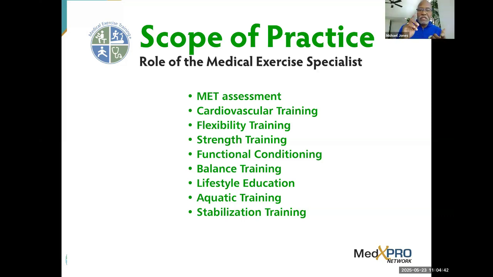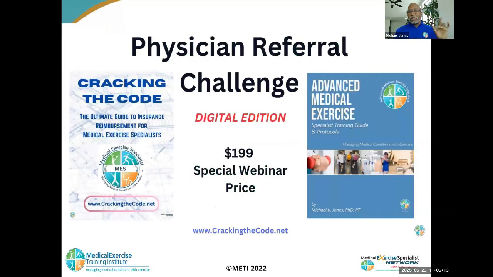Also, this scope of practice includes cardiovascular training, flexibility training, strength training, functional conditioning, balance training, lifestyle education, aquatic training, and also stabilization training. So please make sure you stay in your lane. Now, if you're a licensed massage therapist, a licensed physical therapy assistant, a licensed occupational therapist, physical therapist, or chiropractor, then of course, use the skills that you have that are within your scope of practice. But for the medical exercise professional, this is your scope of practice.